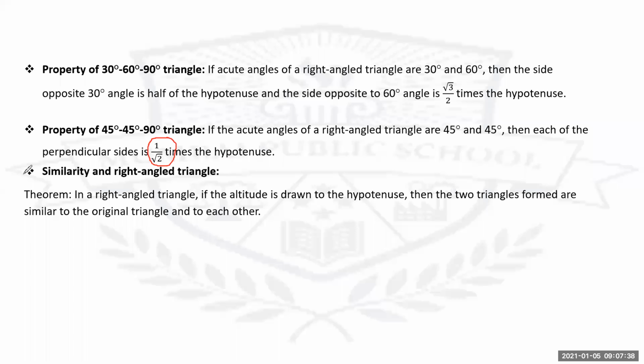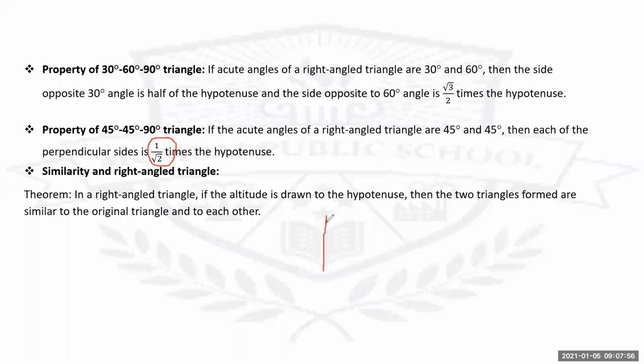Okay, so let's move ahead. The next is the similarity and the right angle triangle. In a right angle triangle, if the altitude is drawn to the hypotenuse, then the two triangles formed are similar to the original triangle and to each other.